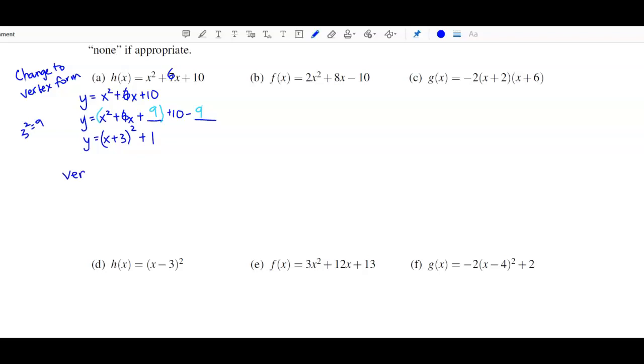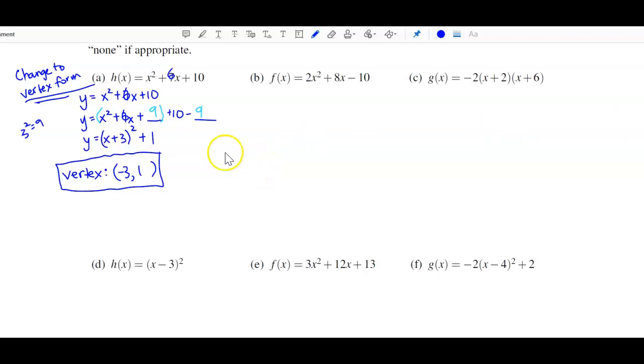So what would my vertex of this parabola be? We'll always do the opposite of what's inside here, right? Insiders are liars. So that will give us -3 for my x and then +1 for my y. So that would be my vertex. But making sure you know how to change it to vertex form is a really important thing.